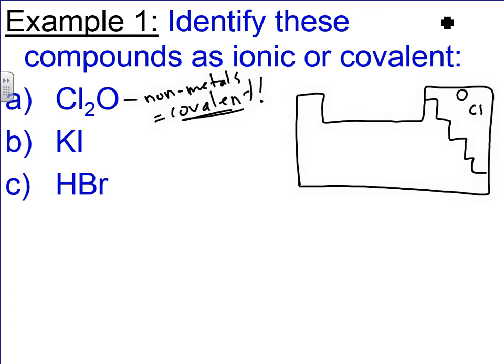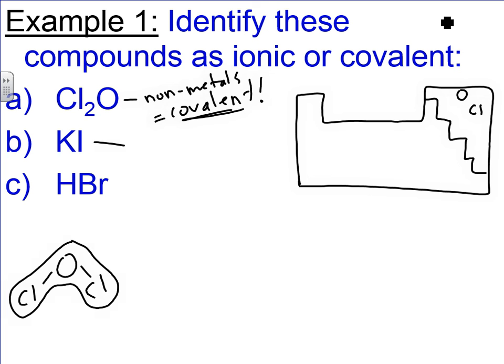And the compound would look like this if you were to draw it. Here's how they share the electrons, and it has a bent-like structure to it. Alright, KI contains potassium and iodine. Potassium's down here, and iodine is out here, which means we have something from the left side and something from the right side of the periodic table. This is a metal and a nonmetal, which means we have an ionic compound.